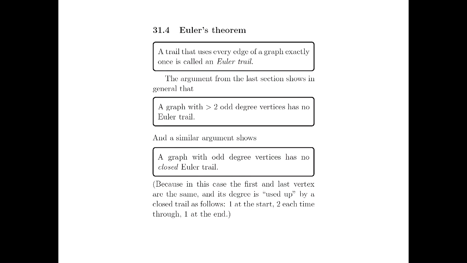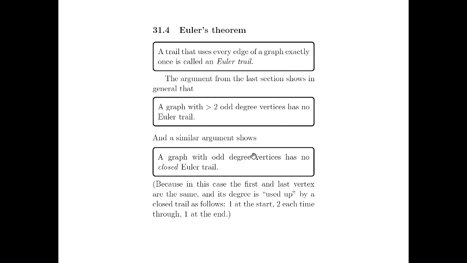Okay. So our definitions: a trail that uses every edge of a graph exactly once is an Euler trail, and any graph with strictly more than 2 odd degree vertices, which is going to really mean 4 or more, because we have to have an even number of odd degree vertices since our sum of degrees is even, cannot have an Euler trail.